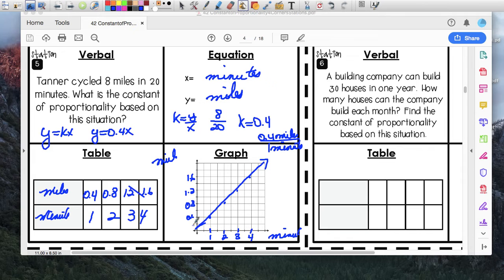Okay. That's it. That's all the information. So you need to find k, you need to find the equation. Even though it's not asking you, please do so. Okay. 6.